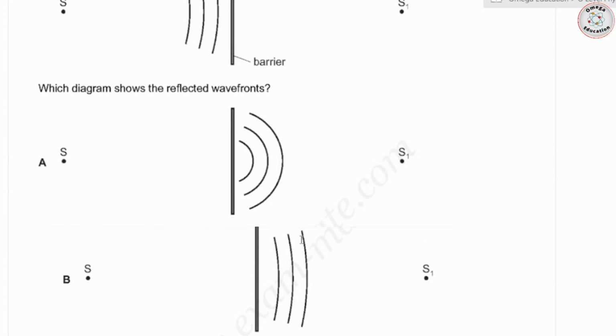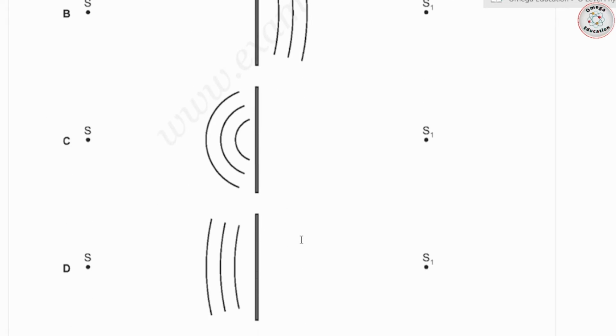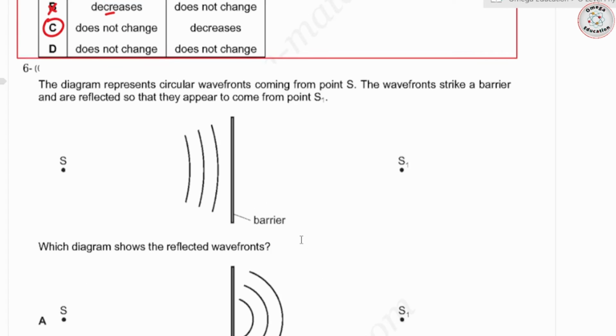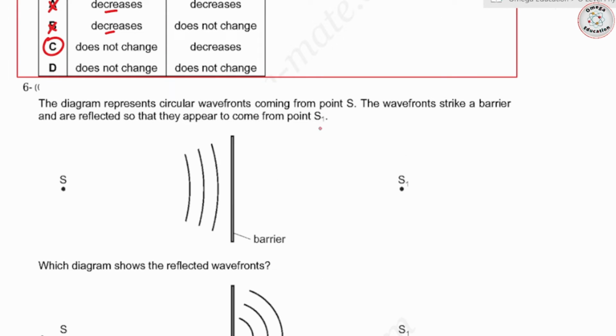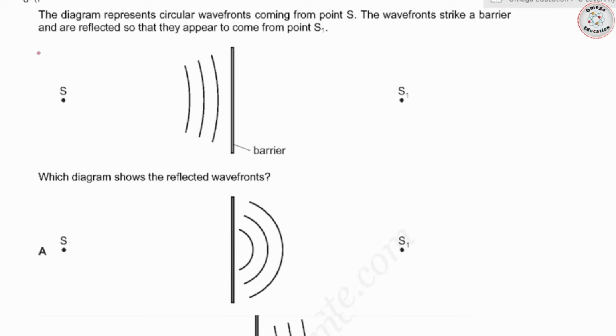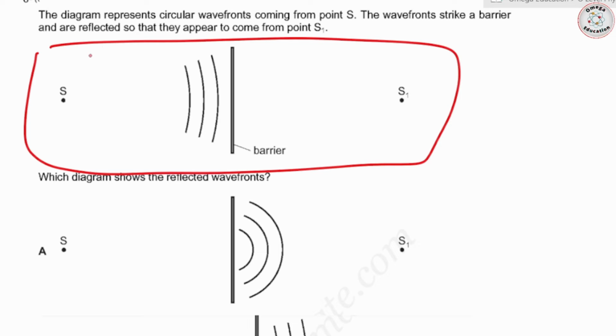Now, the most important thing, like they have said, the wavefronts strike the barrier and they are reflected so that they appear to be coming from point S1. And that was the standard case. You have to take this one for the reference.